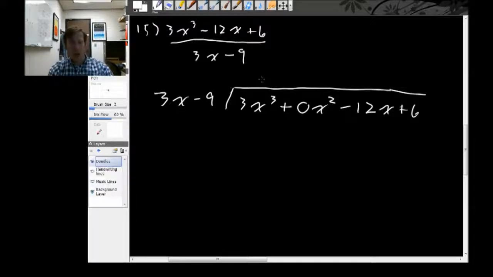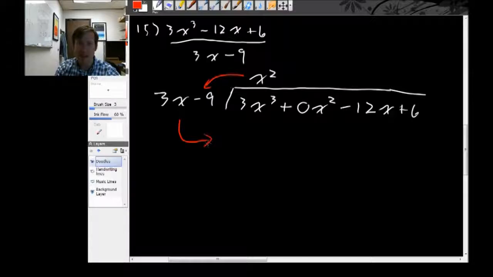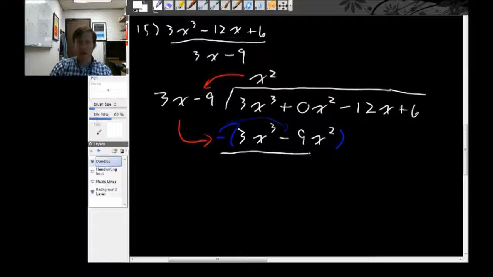Okay, so what times 3x is 3x cubed? That's going to be x squared. So now we take x squared, we multiply by 3x minus 9, and that goes right down here. So x squared times 3x is 3x cubed. X squared times negative 9 is minus 9x squared. And then we subtract this. When you're subtracting this, remember to distribute this minus sign to both of these terms.